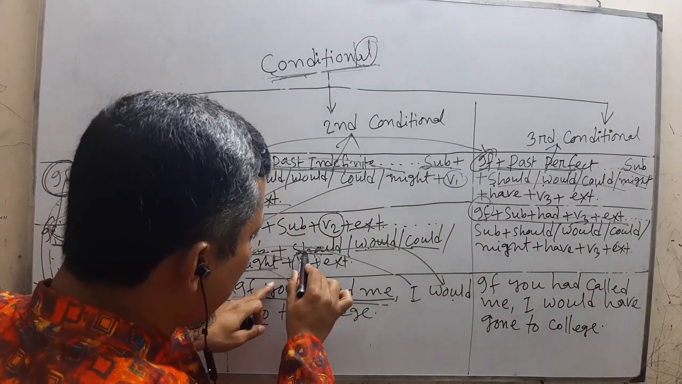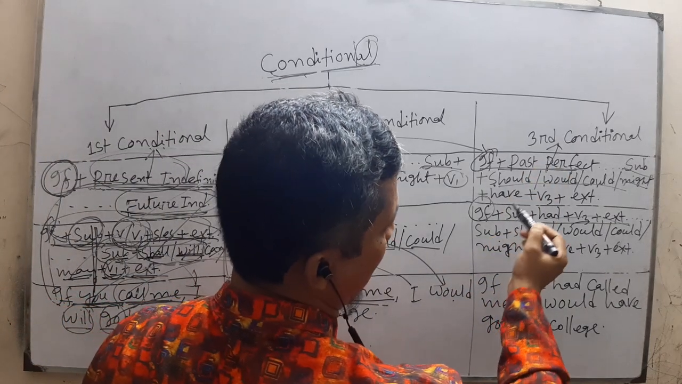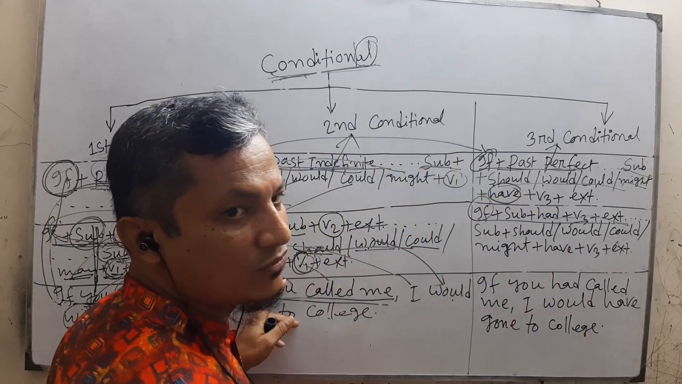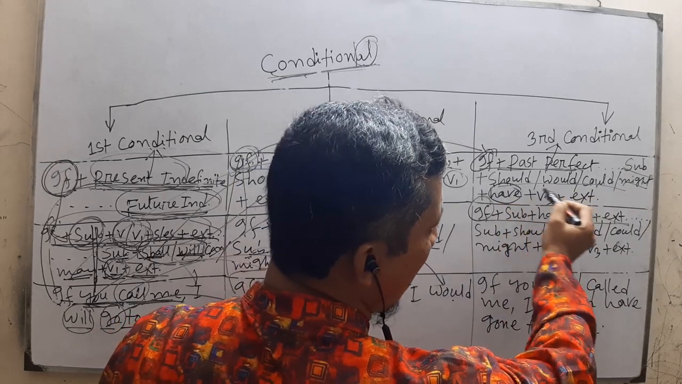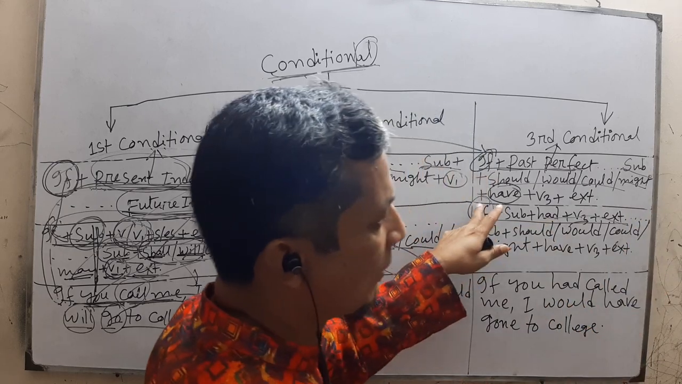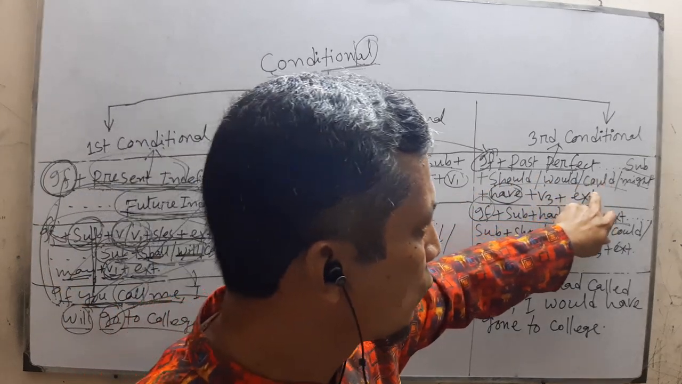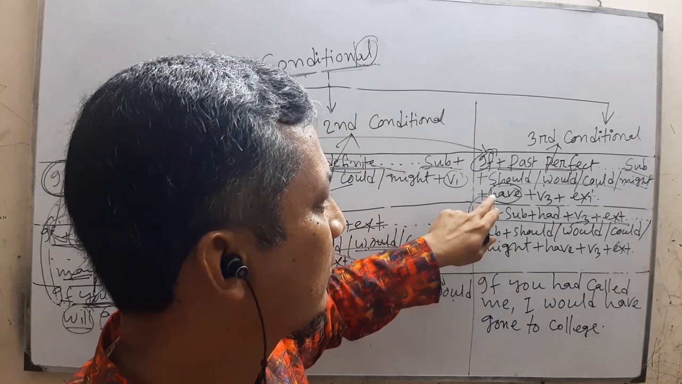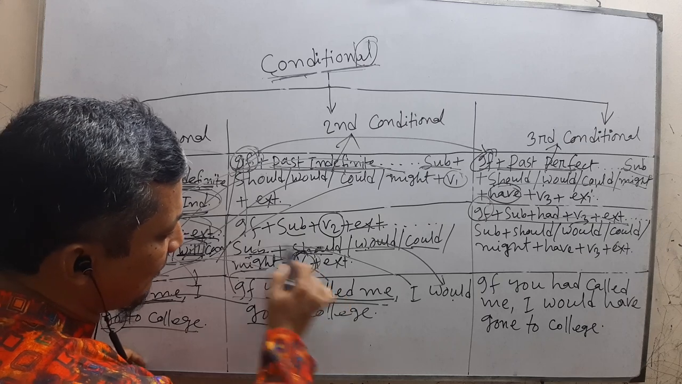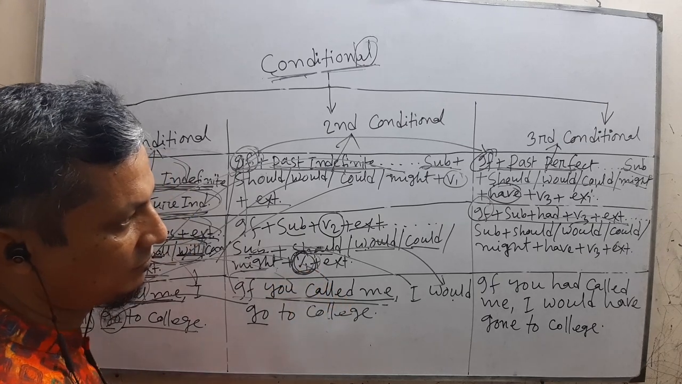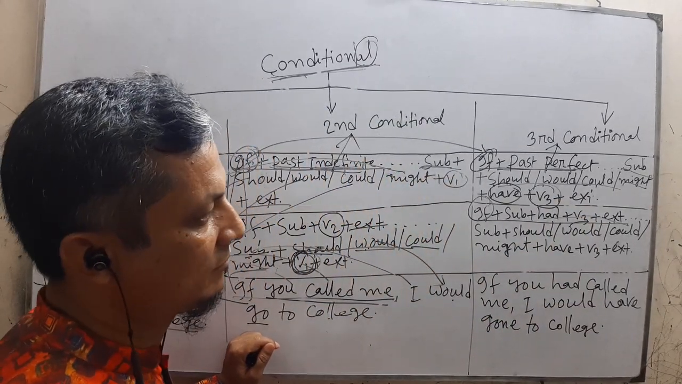Then here might. Okay. In third conditional, I have to add have. Am I clear to you? So the structure will be subject plus should have or could have or might have or would have. Am I clear to you? That means subject plus should or would or could or might. Then I have to add have. Am I clear to you? Okay. Here the main verb was in present form. Here the main verb will be in past participle form. Am I clear to you?